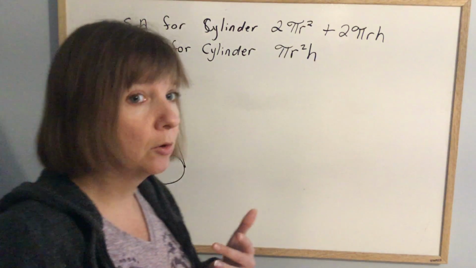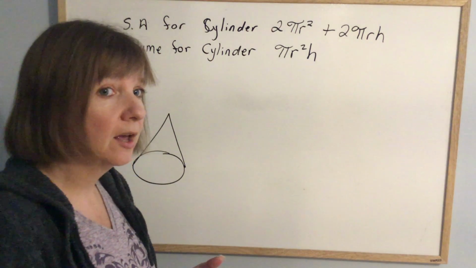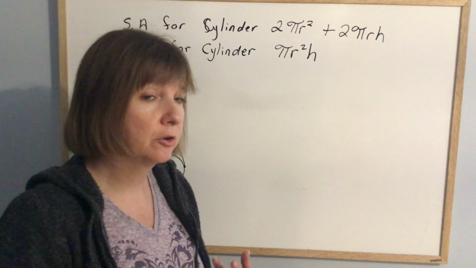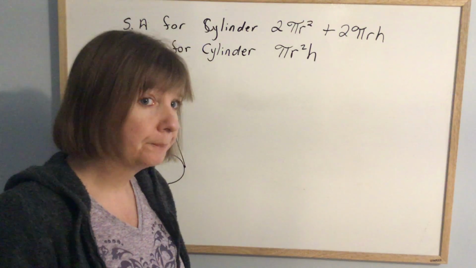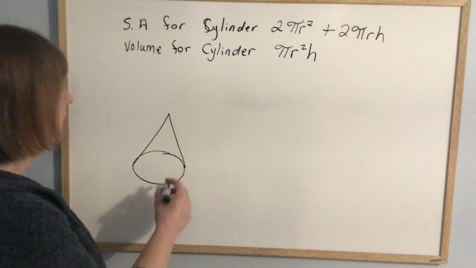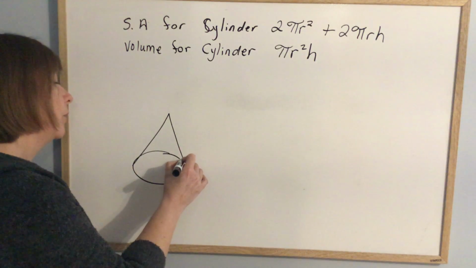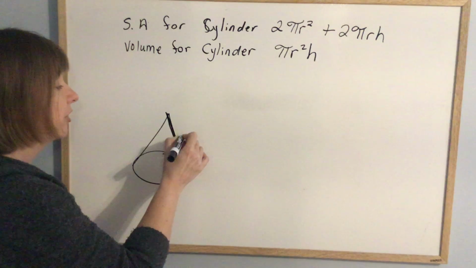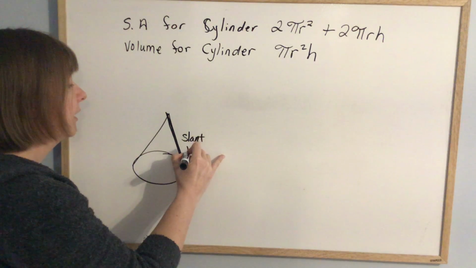All right, so we need to talk a little bit about the difference between height and slant height, because in surface area, you're going to use one of those terms, and in volume, you're going to use the other term. So slant height talks about the height from the edge of the cone up to the peak along this angled edge. It is slanted, so it is called the slant height.